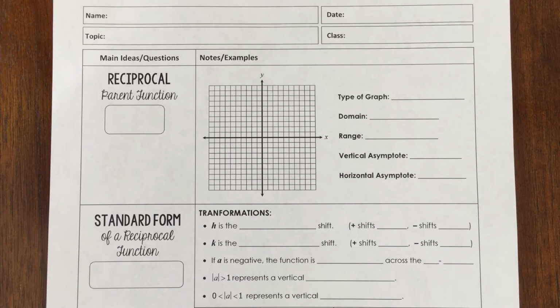This is Unit 8, Lesson 6, and we're going to be learning how to graph our first type of rational function. This one is called the reciprocal function. So first thing we're going to do, just like every time we learn a new function, is graph the parent function and then talk about how we can transform it.